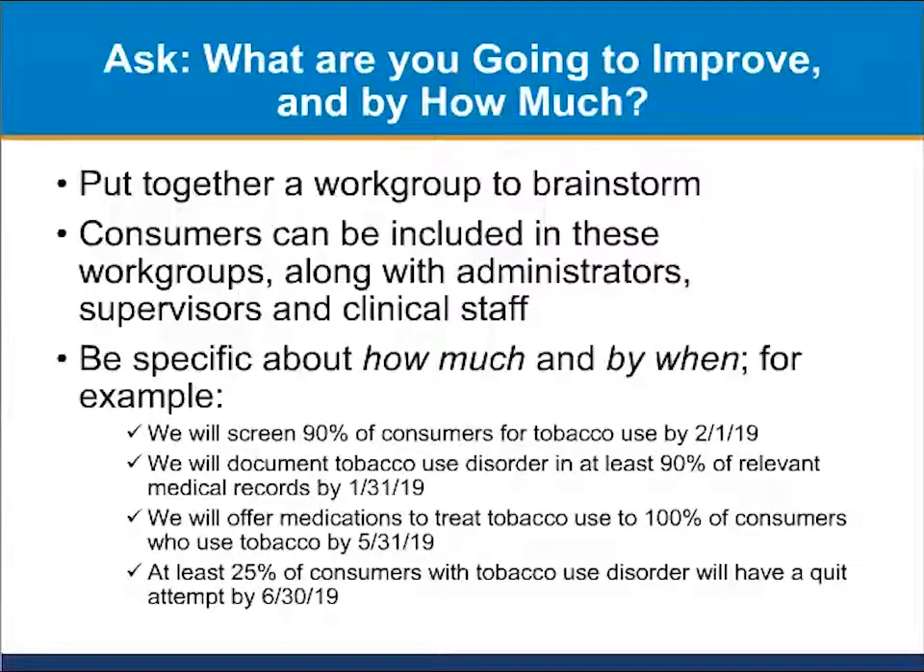So you don't want to just say, we want to screen more people for tobacco use, or we want to see more people with a quit attempt. You want to get specific. You want to say at least 25% of consumers with tobacco use disorders will have a quit attempt, or we'll screen 90% of consumers for tobacco by February 1st, 2019.